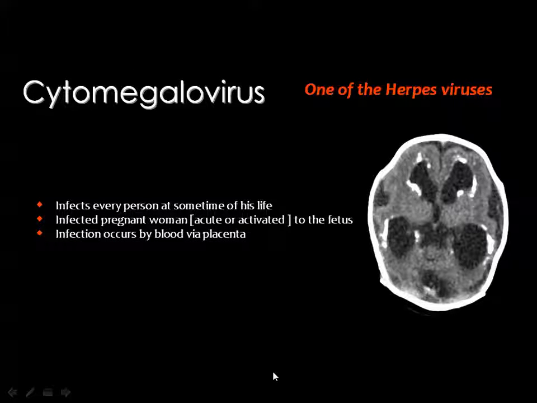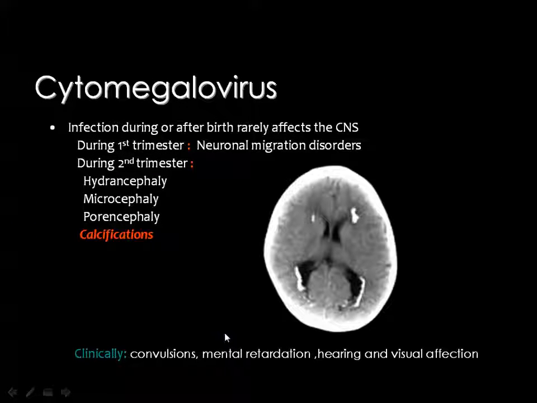And the cytomegalovirus is one of the herpes viruses, and it infects every person at some time of his life. And the infected pregnant woman will transmit the infection to the fetus, and the infection occurs by bloodstream through the placenta. In these cases, intracranial calcification will also be present, and in many cases you can see that calcium is intimately related to the wall of the ventricle.